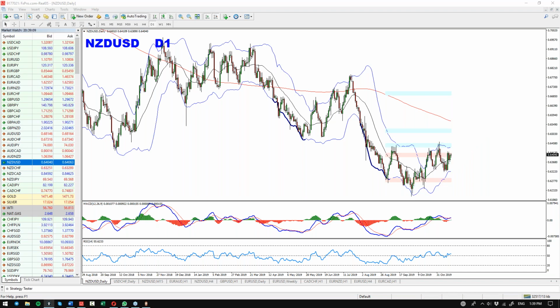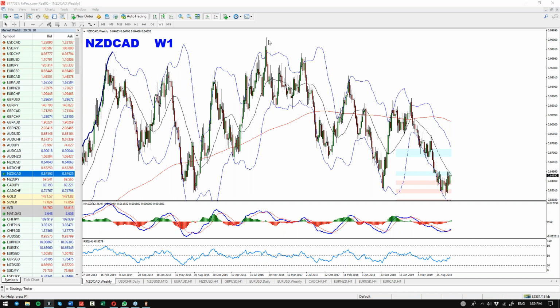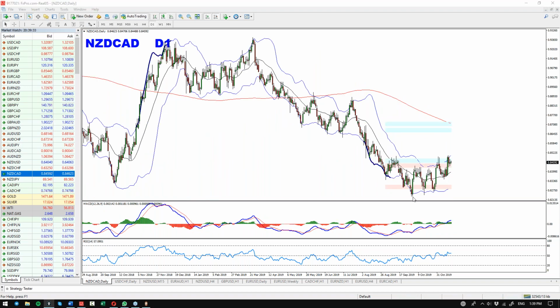New Zealand CAD. I'll have to practice my announcement with this pair. Triple cycle as well from the weekly, triple descending cycle, bullish divergence on the moving averages. Daily is the one that creates for us higher highs, higher lows. Buy retraces is the plan.